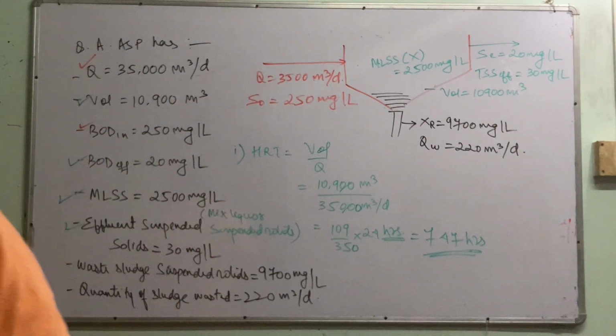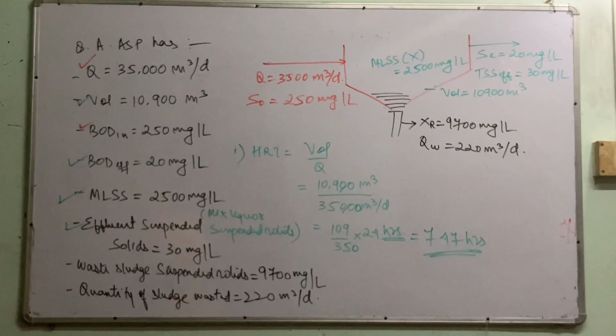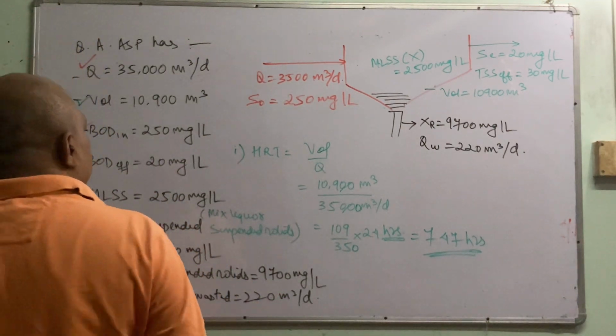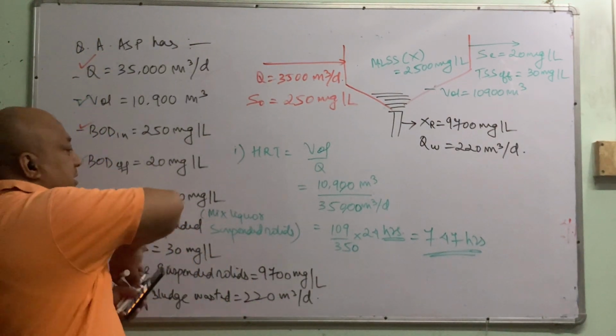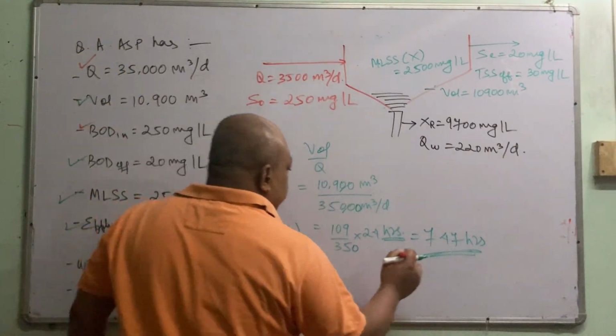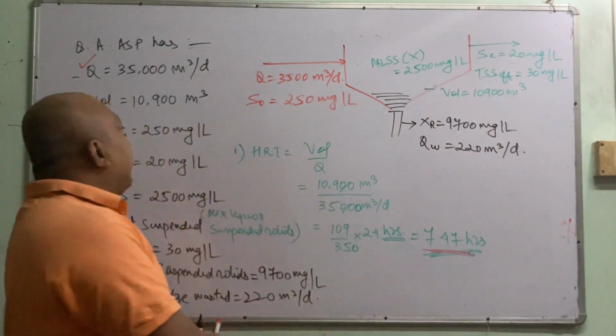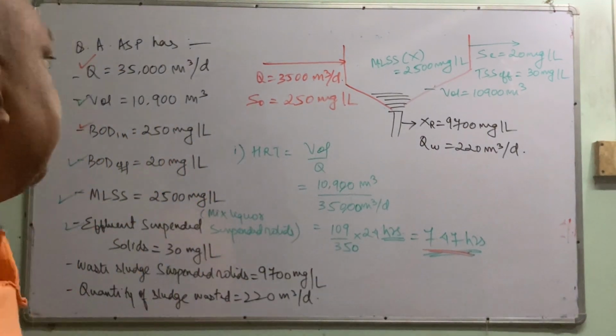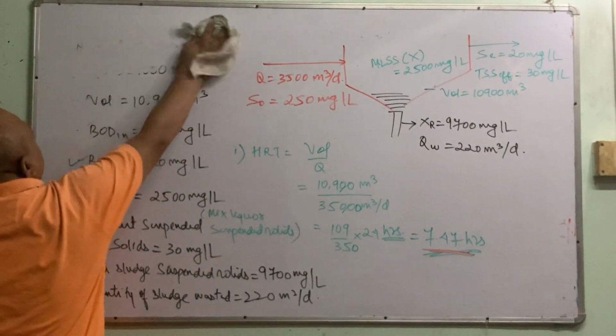What is the next parameter we are supposed to find? The food to mass ratio. Is it clear? Fine. So HRT is 7.47 hours. Okay. Now I think all these values can be removed since I put them in pictorial form.